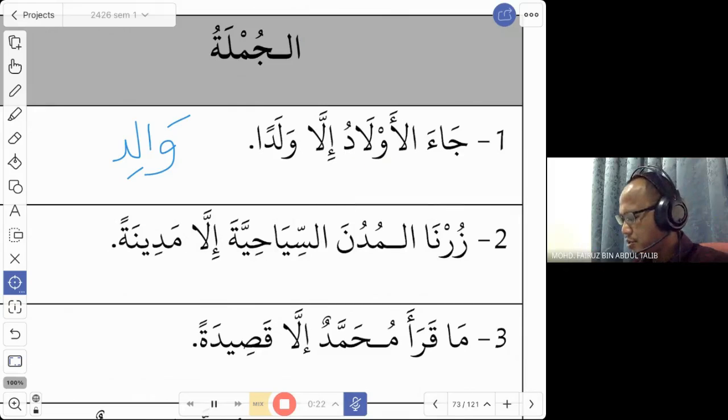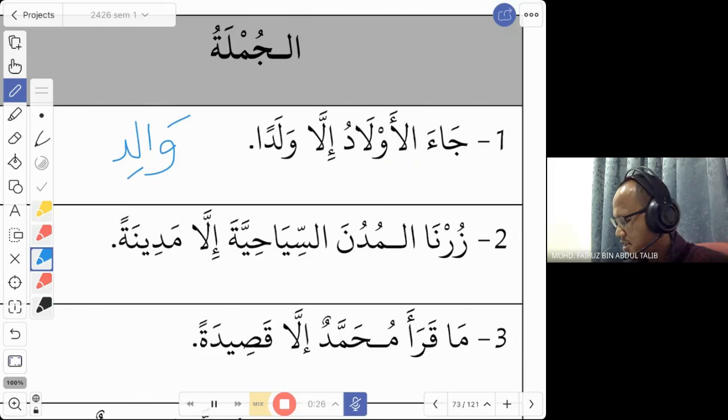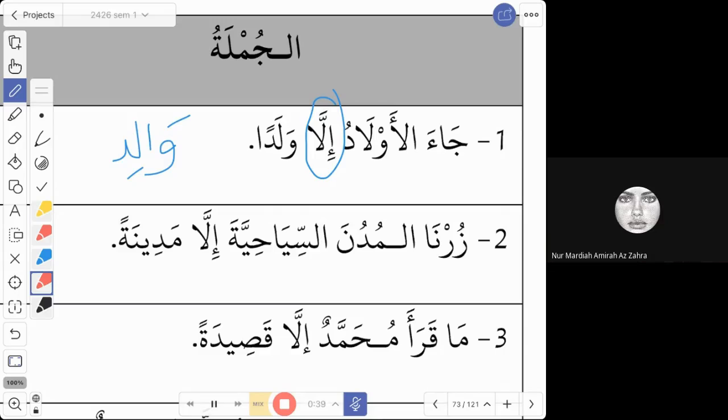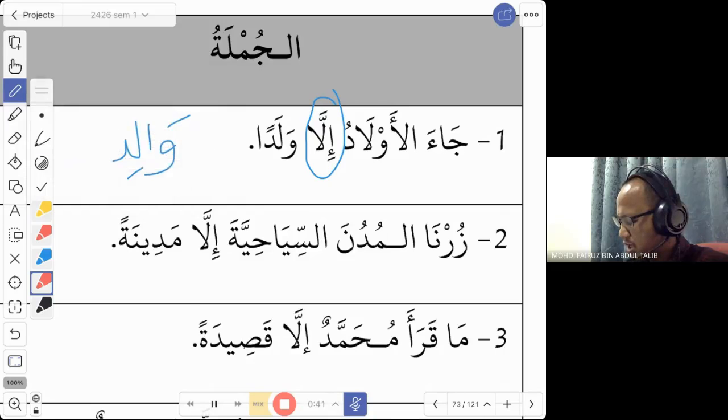So do you have adatul istisna? This is the adatul istisna. Adatul istisna is easy. It is always illa. But where is the mustasna? Do you see any mustasna? Waladan. Waladan is the mustasna. Yes, walad is the mustasna.